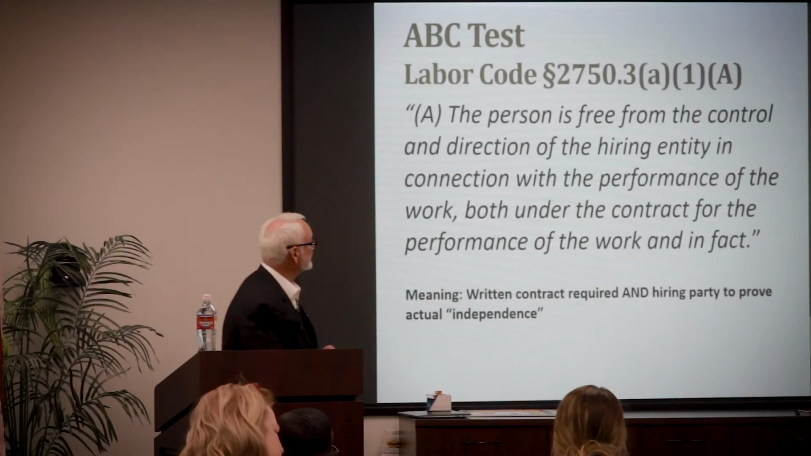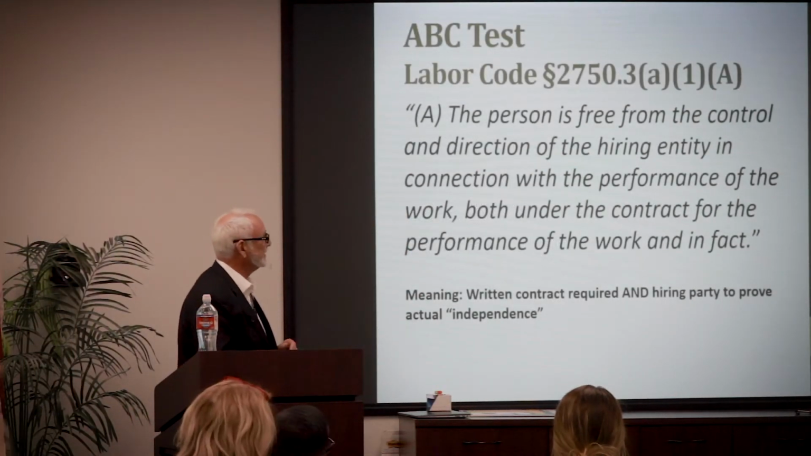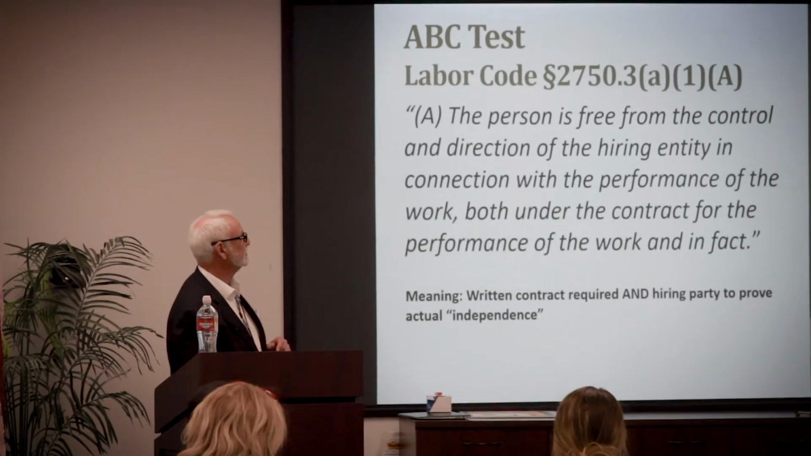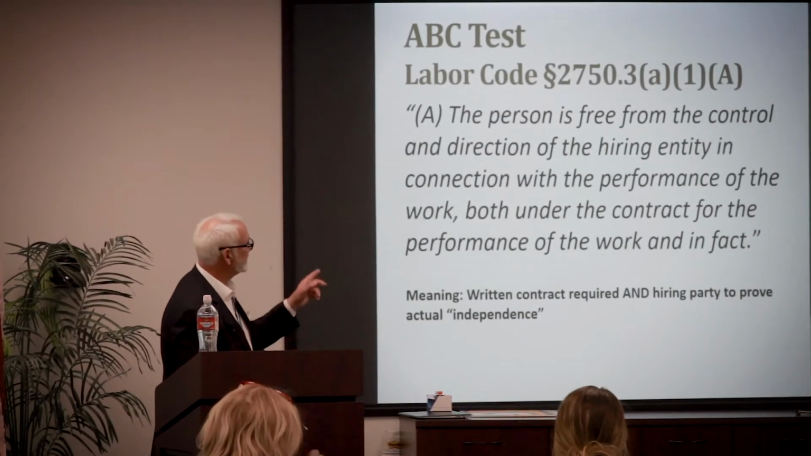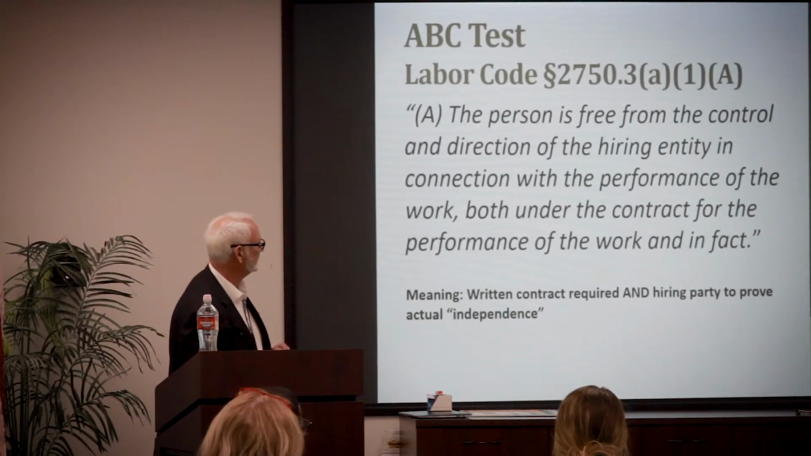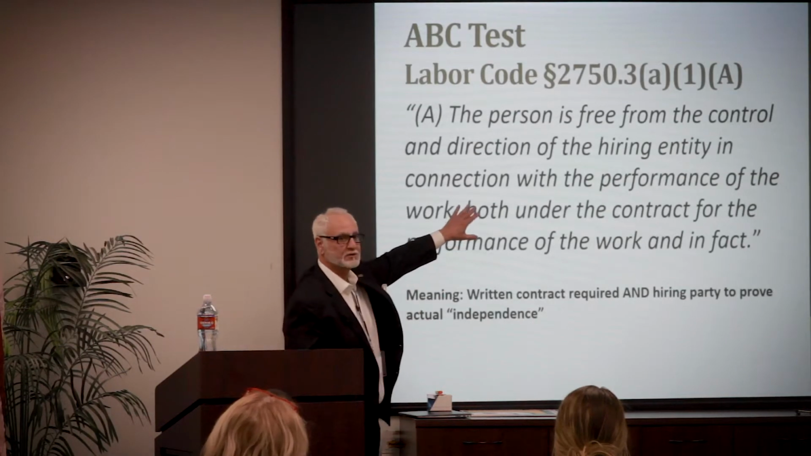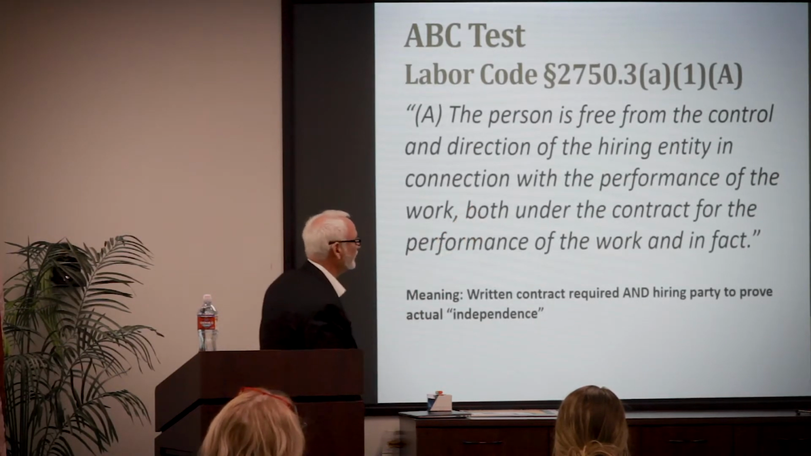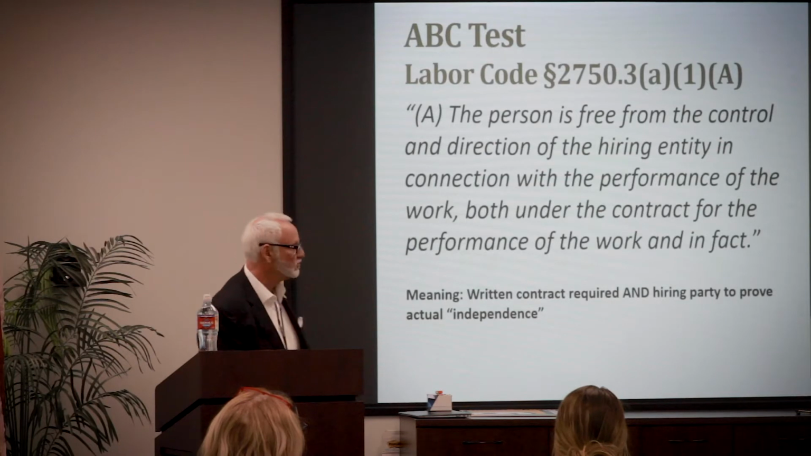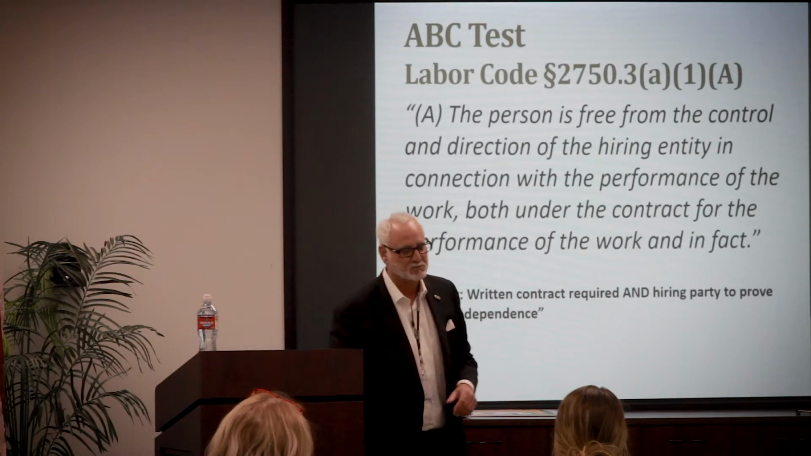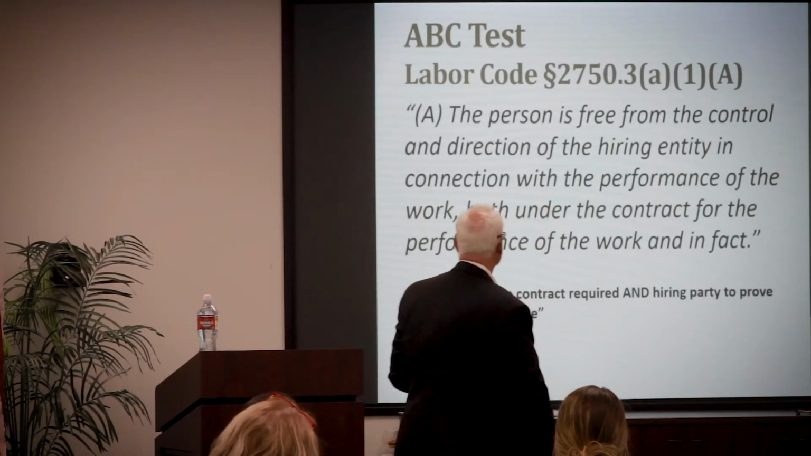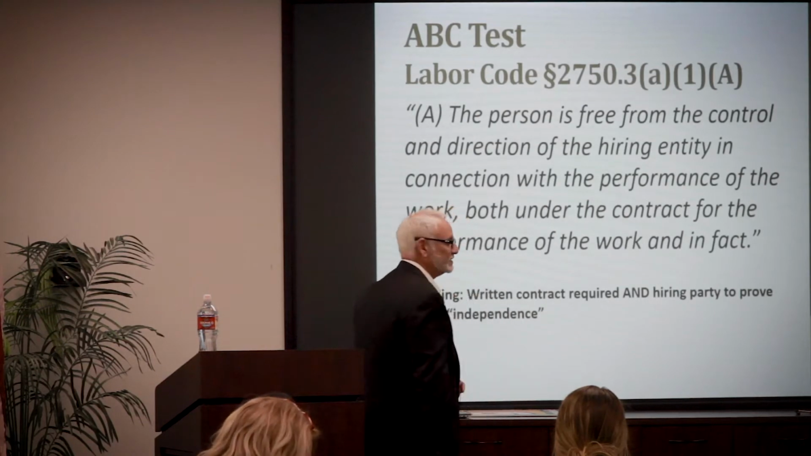The first prong of the ABC test is that the person is free from the control and direction of the hiring entity in connection with the performance of the work. And again, innocuous but meaningful, both under the contract for performance of the work and in fact. So let's break this down. What in the world does this mean that the hiring entity has to prove?